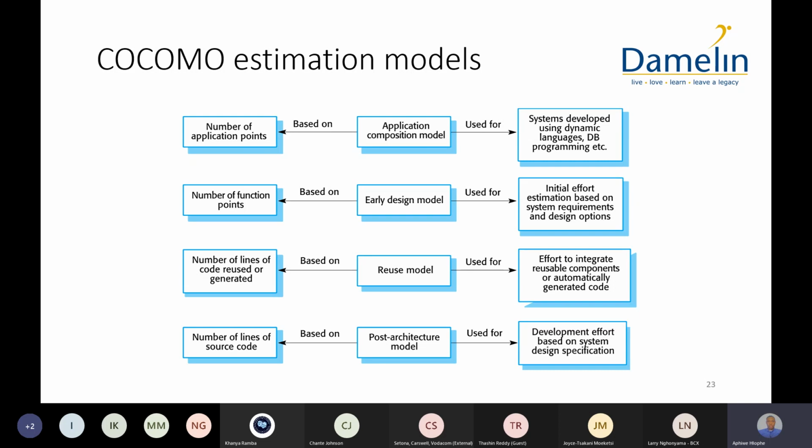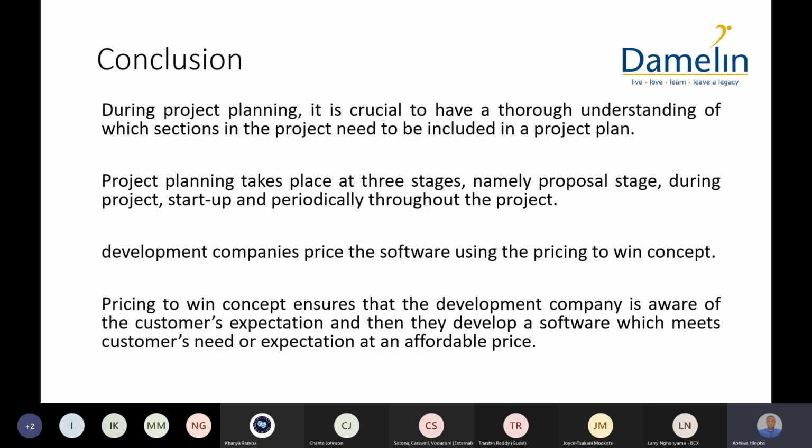And then the last one is the number of lines of source code. So here we count per line of code, and then maybe we assign a default value. Let's say maybe the software project is 30,000 lines of code. So we say, okay, we're going to bill the customer 1 Rand per line of code. Okay, so that's an example of how you can use number of lines of source code. So this is the COCOMO estimation model, and these are the different methods in which it can be applied.